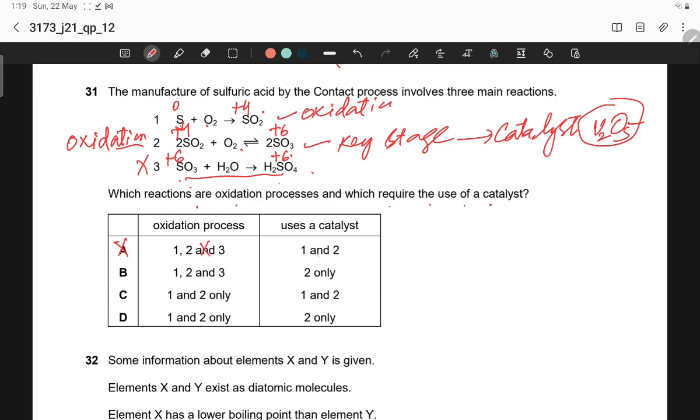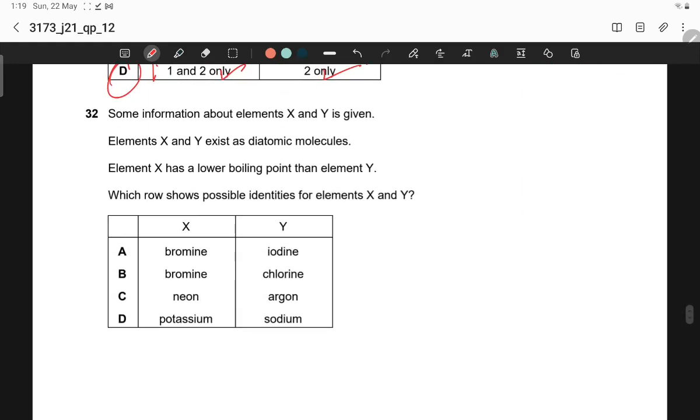1 and 2 is also used as a catalyst, not used only in 2 is used as a catalyst, vanadium 5 oxide. This is also incorrect. 2 is correct. 1 and 2, these two, 1 and 2 is incorrect. 2 only is correct. So D option is correct option.